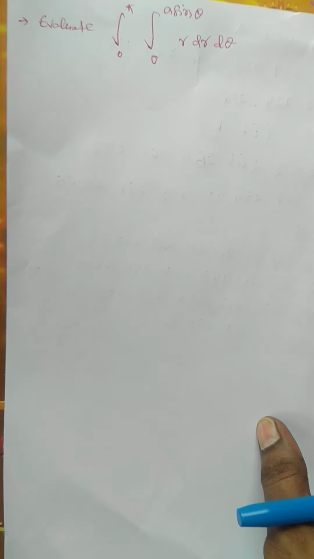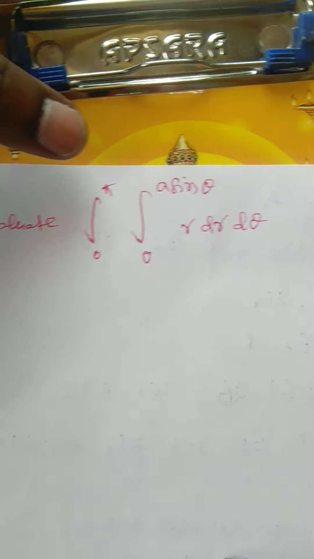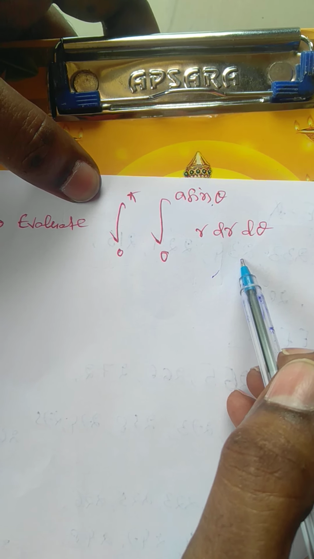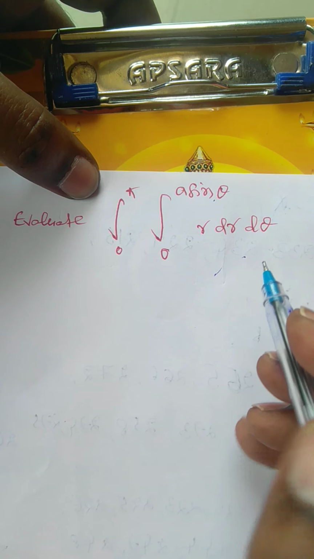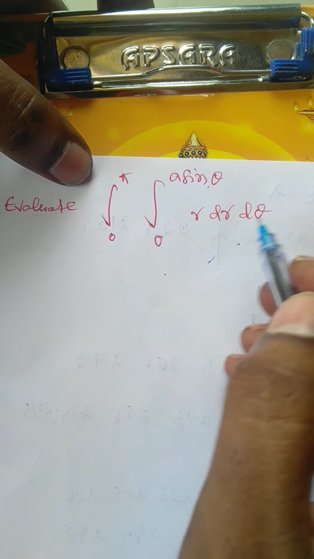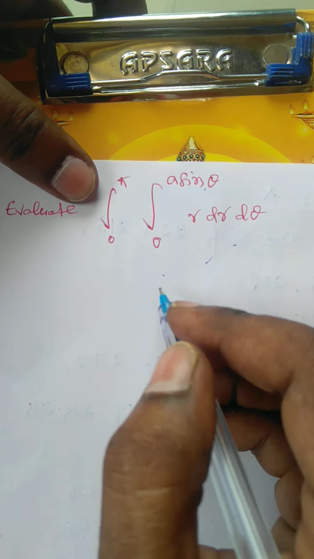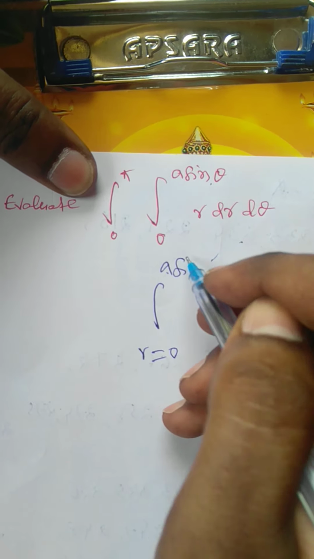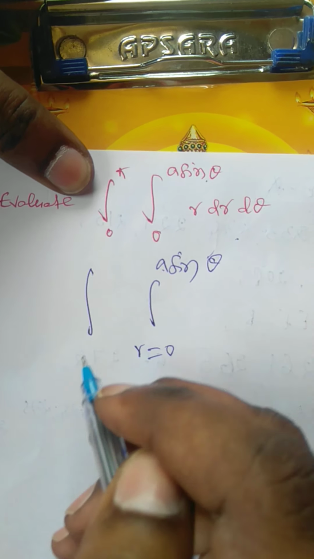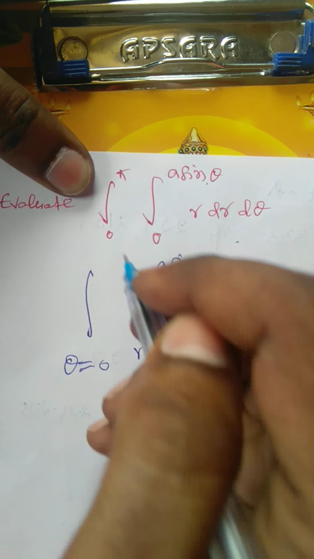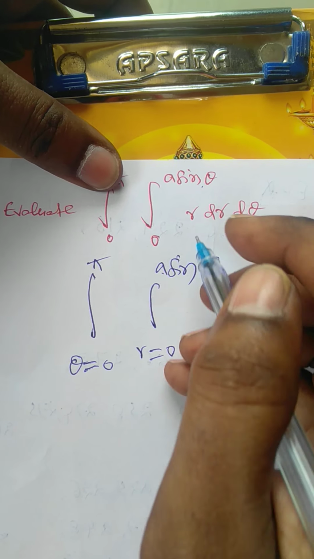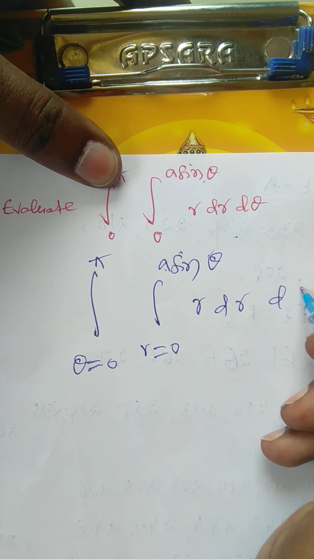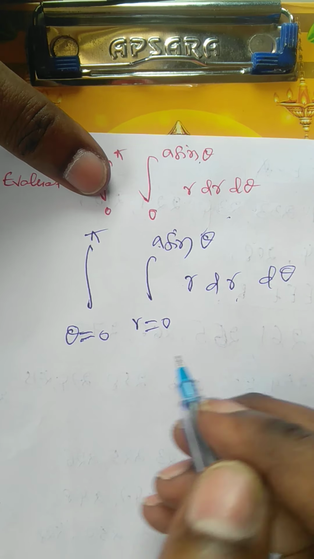Now here my problem is to evaluate the integral 0 to pi, integral 0 to a sin theta, r dr d theta. Now these are polar coordinates, r comma theta. The r limits we can fix as r equals 0 to a sin theta. The remaining limits we can fix for theta, theta equals 0 to pi. The r limits are in terms of theta, right? r dr d theta.